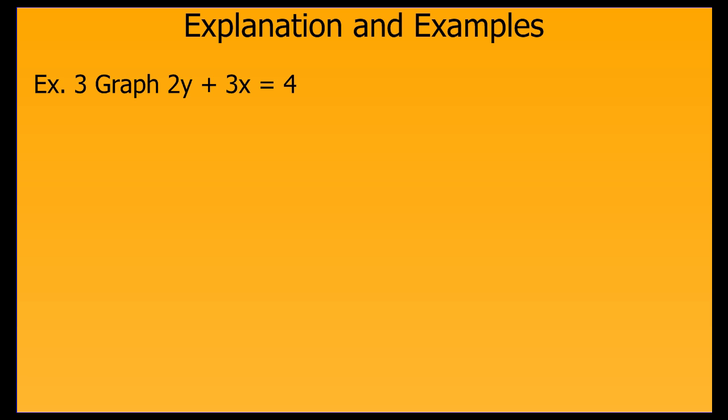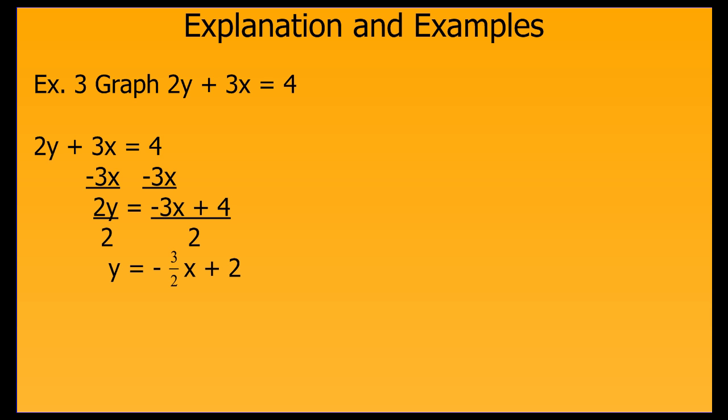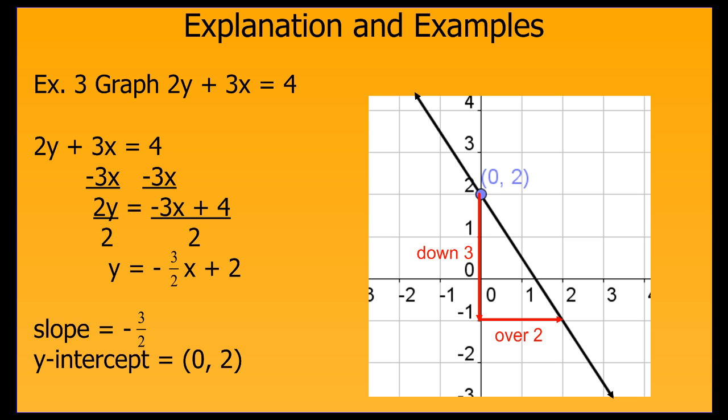Let's look at one more example. Again, we solve for y first to get it in slope-intercept form. This time, notice our slope is a fraction, negative 3 halves, and our y-intercept is the point (0, 2). Then we can graph it in the same way. We plot our y-intercept, (0, 2). Then because our slope is negative again, we go down 3 and over 2 to find our next point. We connect that to our y-intercept and graph our line.